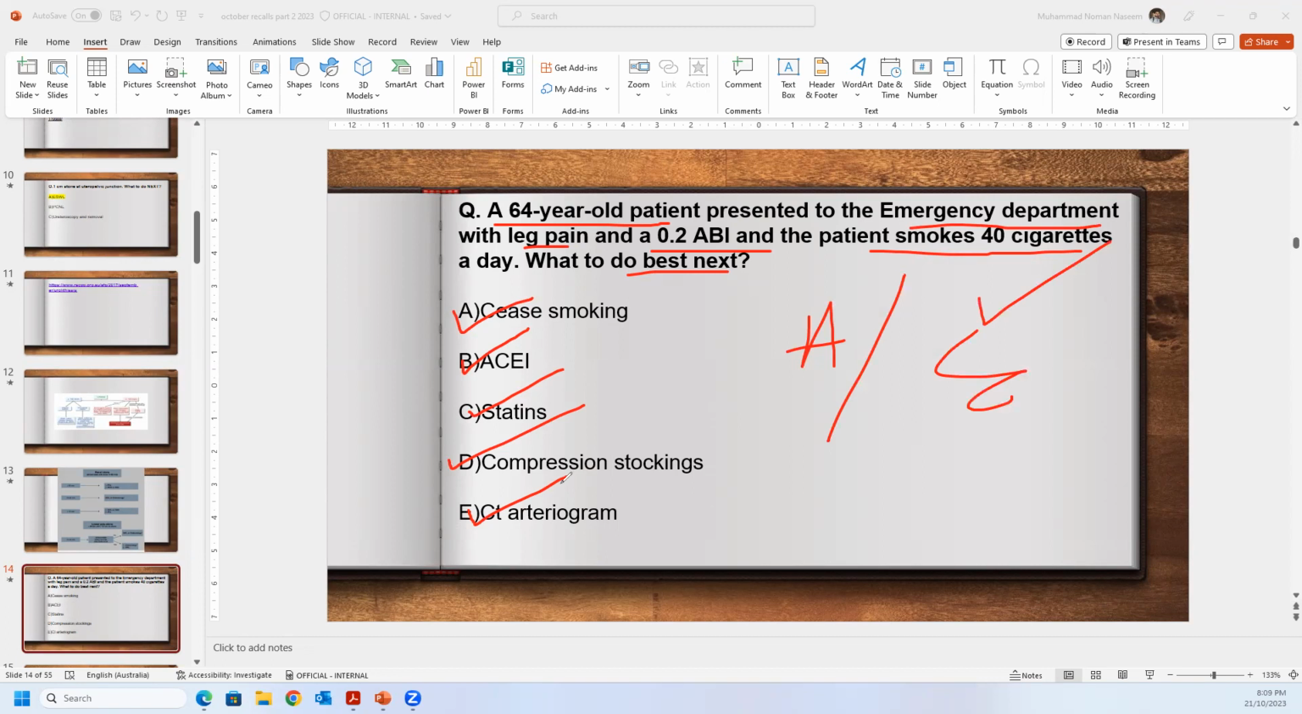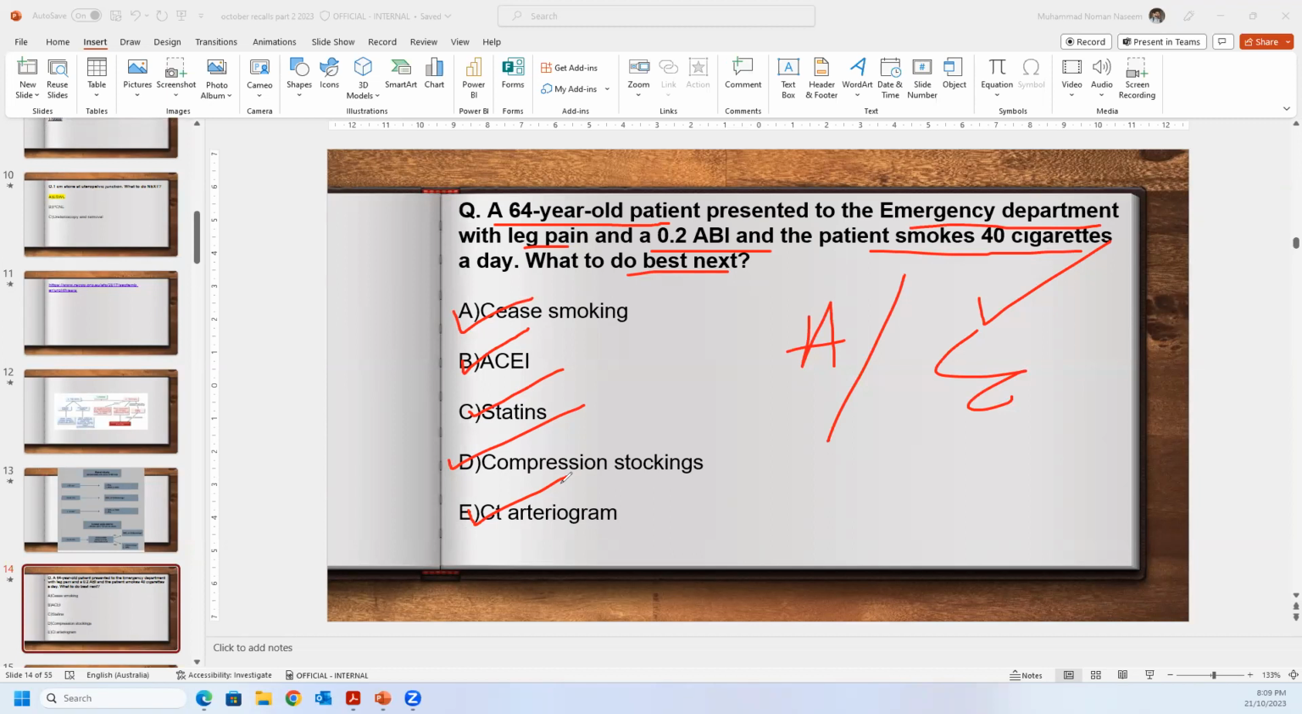Can any one of you justify your answer? Your answer is absolutely correct. But can any one of you justify your answer? Why are we doing CT arteriogram or angiography? Very good. Ankle brachial index is 0.2. It's like severe peripheral artery disease. Critical limb ischemia. Very good. Excellent. Need urgent intervention.